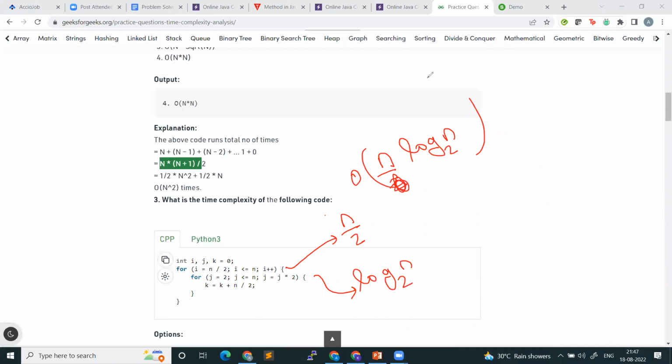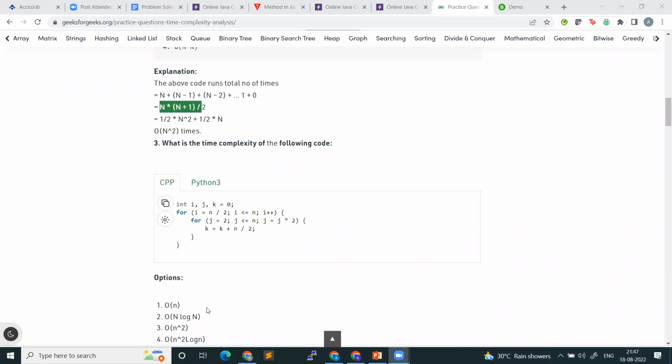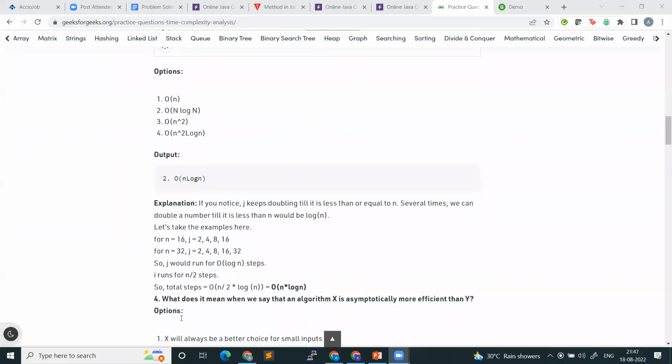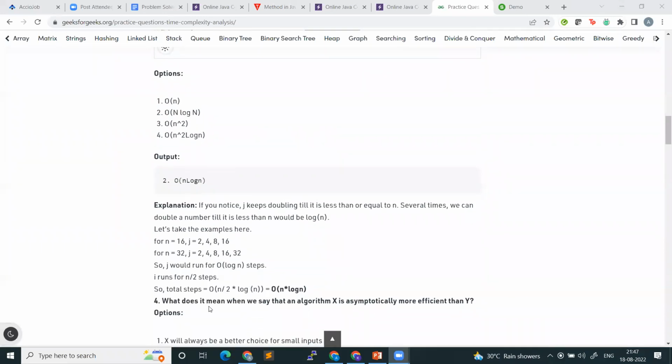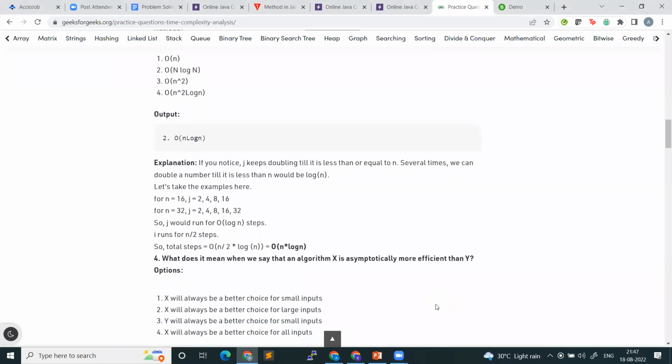Okay. Simple. Let us look at the answers. So we are saying option number 2. Let us see. Option number 2 is correct. Okay. And explanation you can read later if you want. But yes. Okay. Now, what does it mean when we say that an algorithm X is asymptotically more efficient than Y? What does it mean, guys? Let us take options. Okay. Can you tell me? When I say that, boss, an algorithm X is asymptotically better than algorithm Y, what do I want to say? That X will always be a better choice for large inputs, right?